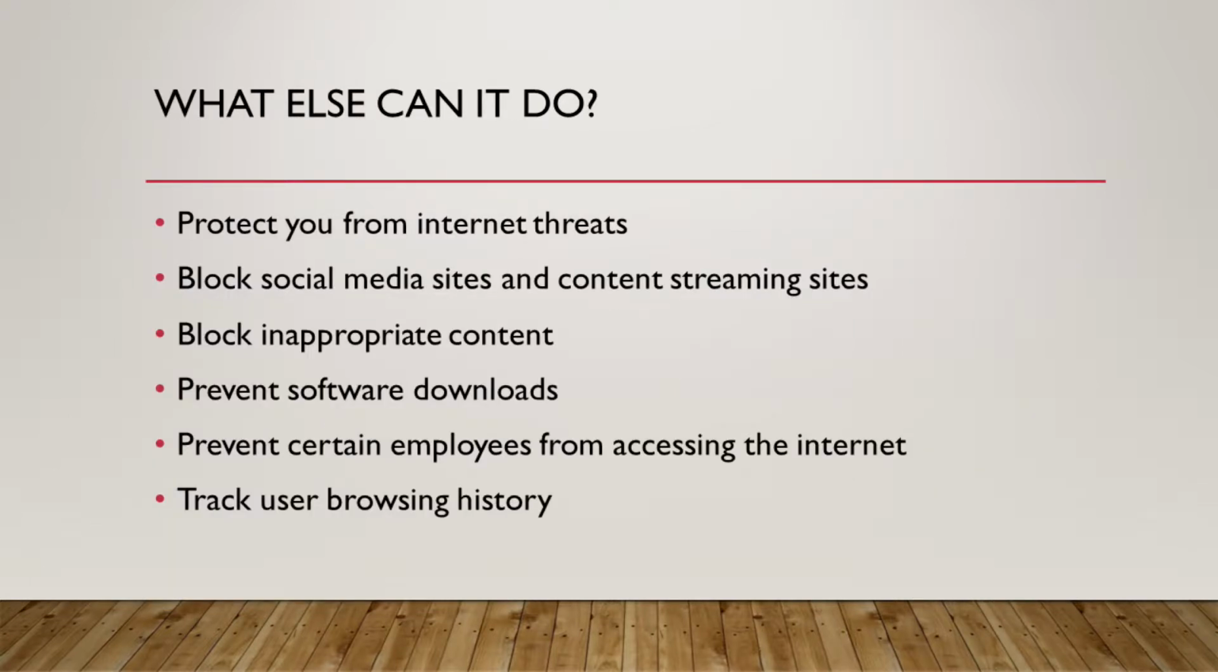So what else can a content filter do? Well, it can do a lot of things, but here's a few. It can protect you from internet threats. Well, we already covered that, but it can also block social media sites or content streaming sites such as YouTube that can chew up a lot of bandwidth in your organization. When you wonder why your internet's slow, it's possibly because you have too many users watching Netflix or YouTube or some other streaming video service.